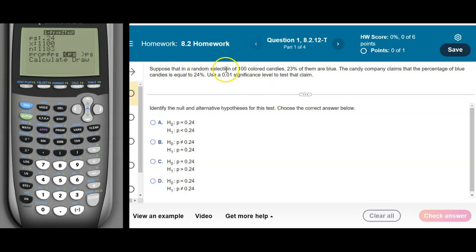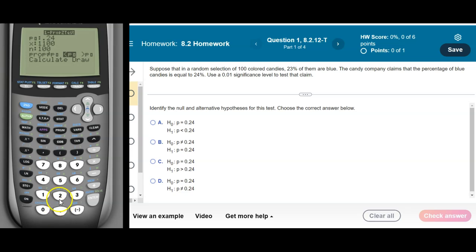Alright, X and N. It says in a random selection of 100 candies, 23% of them are blue. So N is 100 here. And then the X that we need is, typically it's just given to you how many of the 100 candies are blue. But it's writing them as 23%. But 23% of 100 is 23. So I could just write 23.